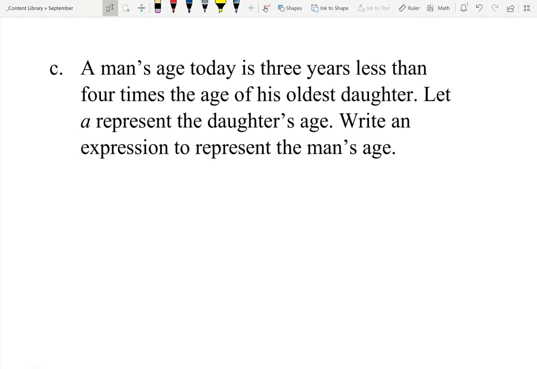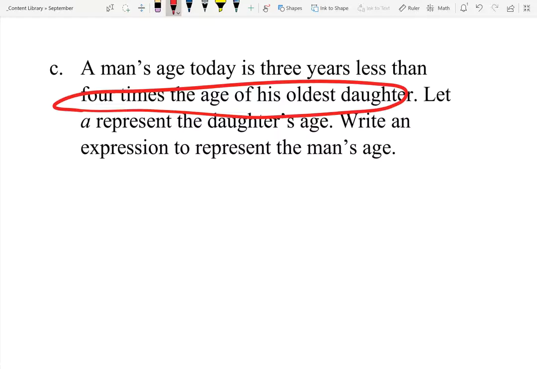So now C: a man's age today is 3 years less than 4 times the age of his oldest daughter. Let A represent the daughter's age. So a man's age today, we don't know what it is, but we know it's 3 years less than 4 times the age of the oldest daughter. So we're using A to represent the age of the daughter.